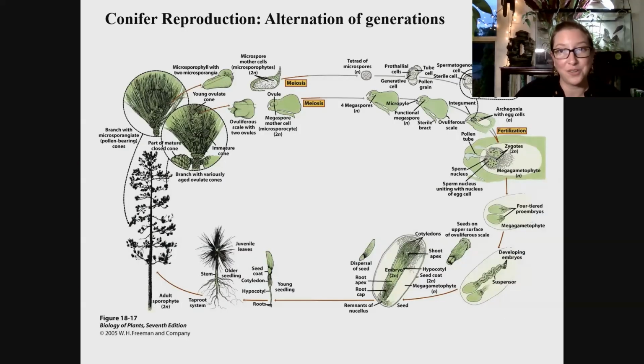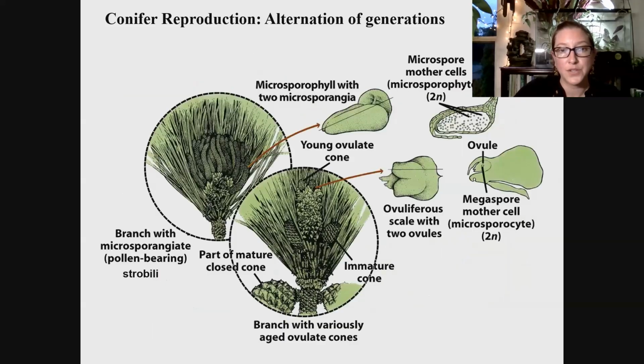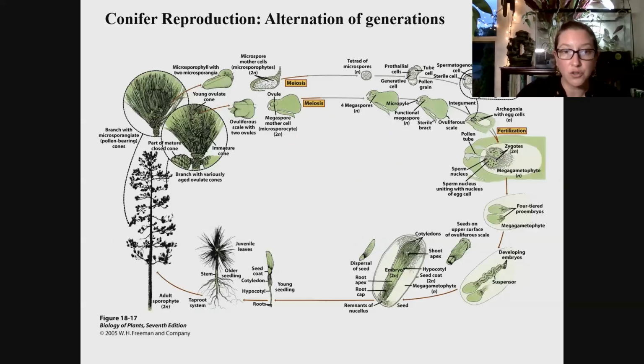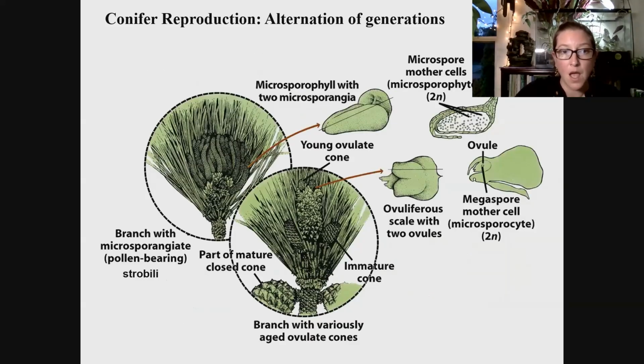And then this is our alternation of generations with conifers. I'm going to try to go through this relatively quickly because a lot of the players should be familiar by now. So you have one tree with both male and female reproductive structures on them. On the left, you see a strobilus. On the right, you see cones. So here is strobilus. Here is a cone. Here is a cone.